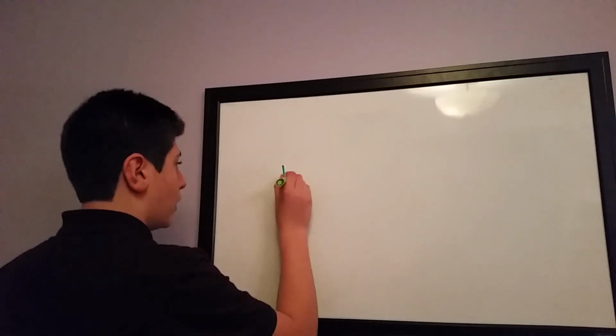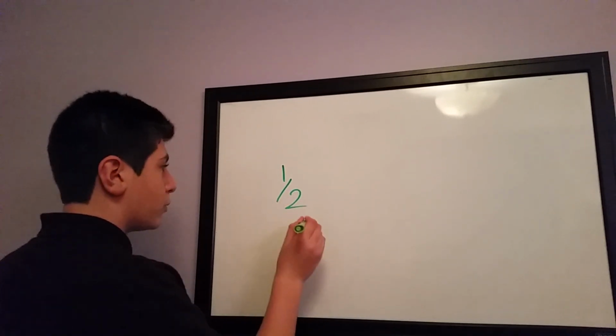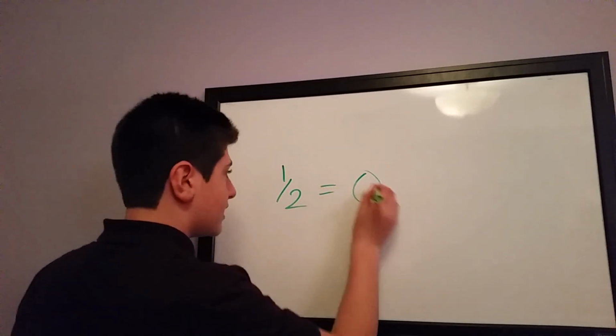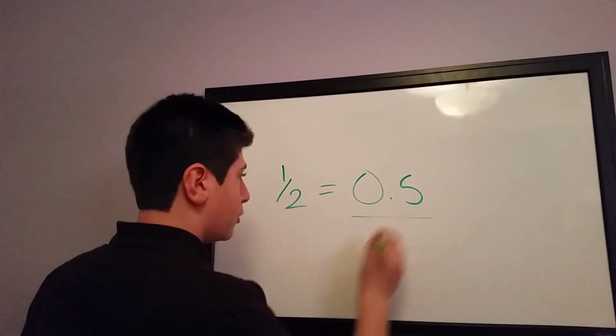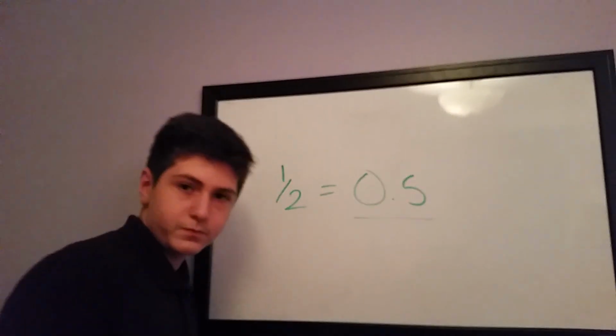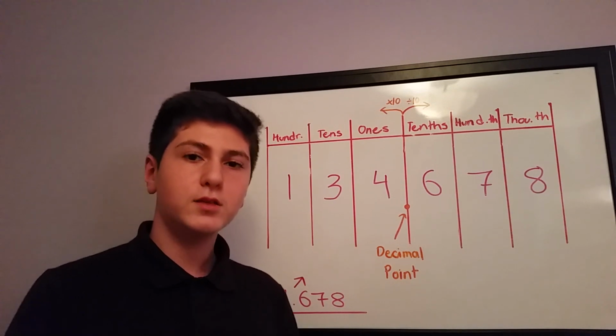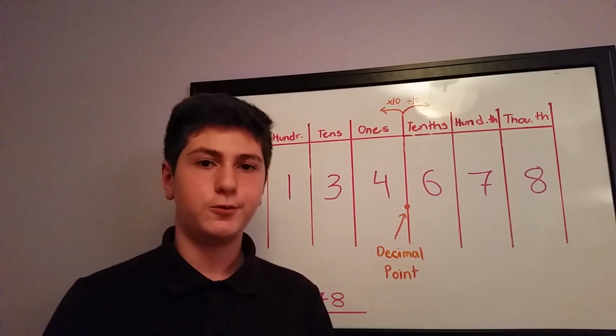For example, the fraction 1/2 can be written like this in decimal form, 0.5. For now, let's review the decimal place value.